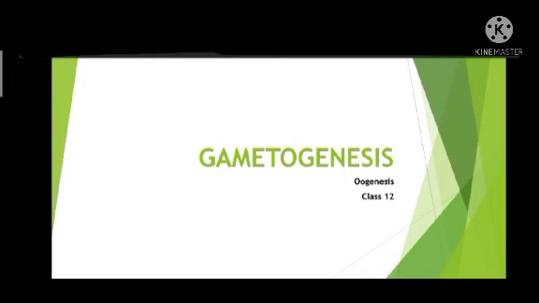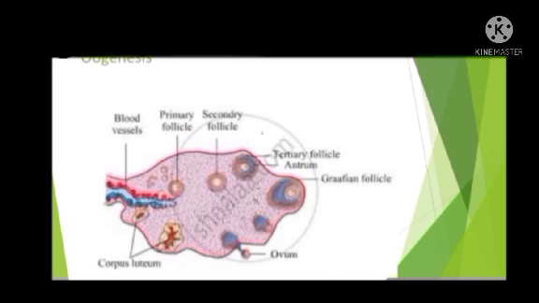In this class, we will learn about oogenesis. What is oogenesis? It is the formation of haploid female gametes called ova from the diploid egg mother cell or oogonia in the ovary.